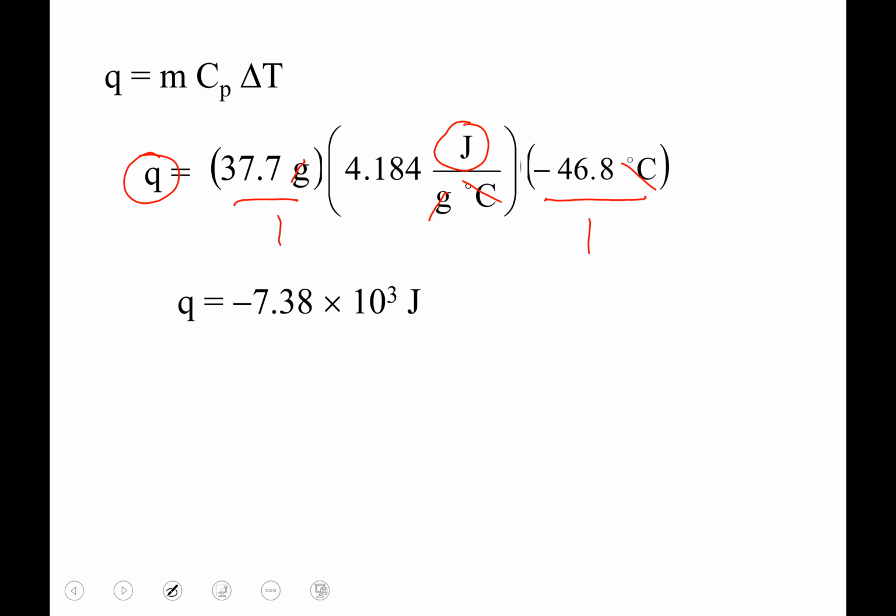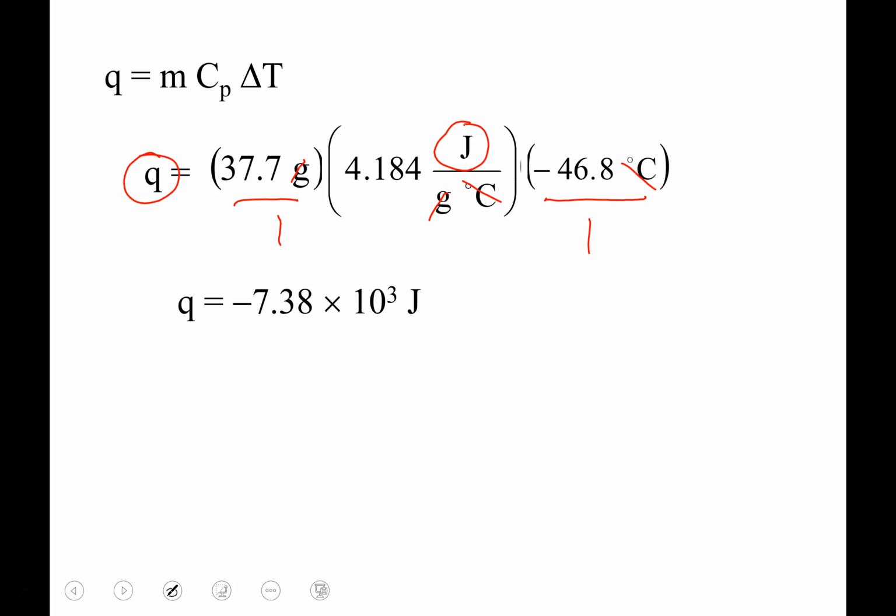Yep. So change in thermal energy, we're going to keep the sign with the delta T, which is negative 46.8 degrees Celsius. So then that negative needs to show up with our change in thermal energy. So yep, we are definitely over here. Exothermic is what your water's doing anyway.